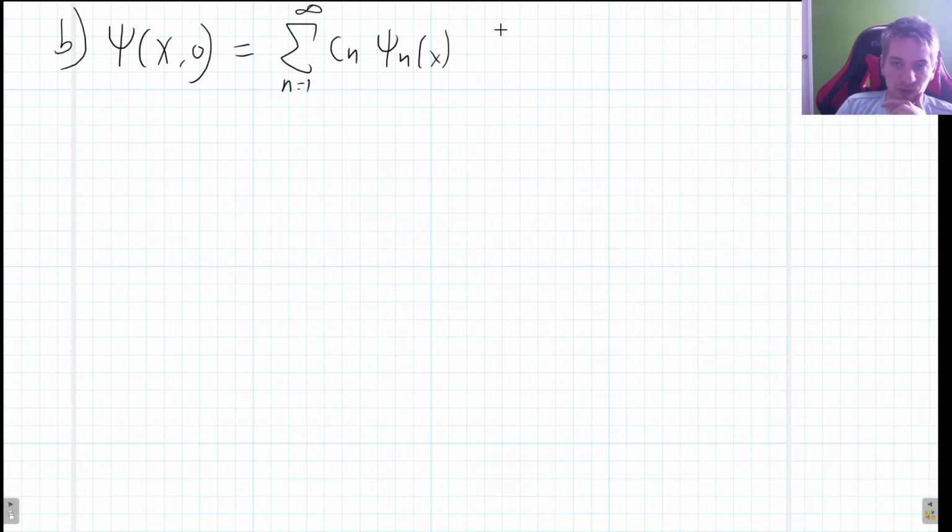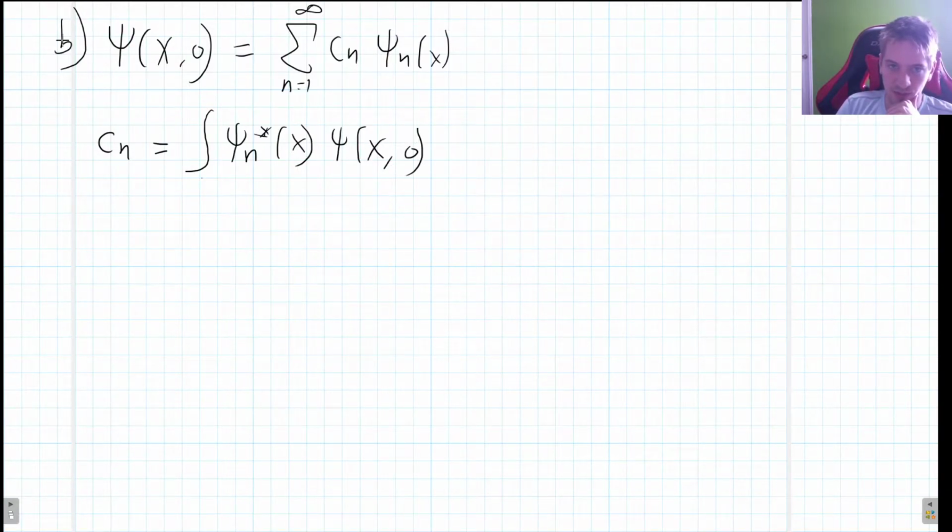Here we can apply Fourier's trick. We did that in a previous video, and we can see that these cn's or cm's, it doesn't really matter what you call them, are just going to be the integral over psi n of x times psi of x comma 0. I'm going to write this out to make sure this is the big psi, dx. So this is what we will have to do.